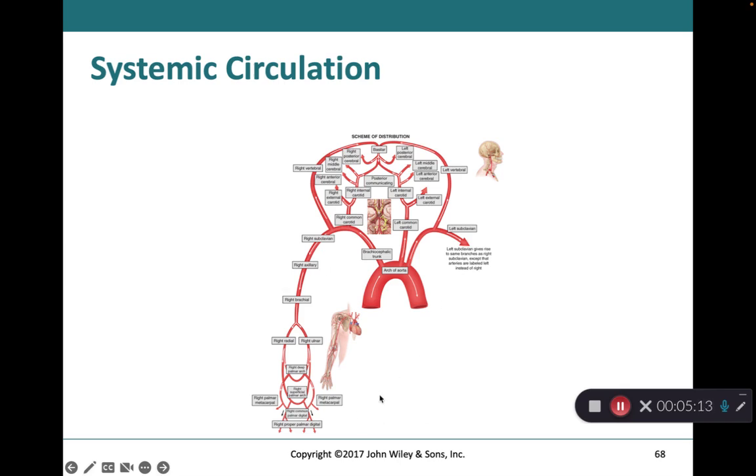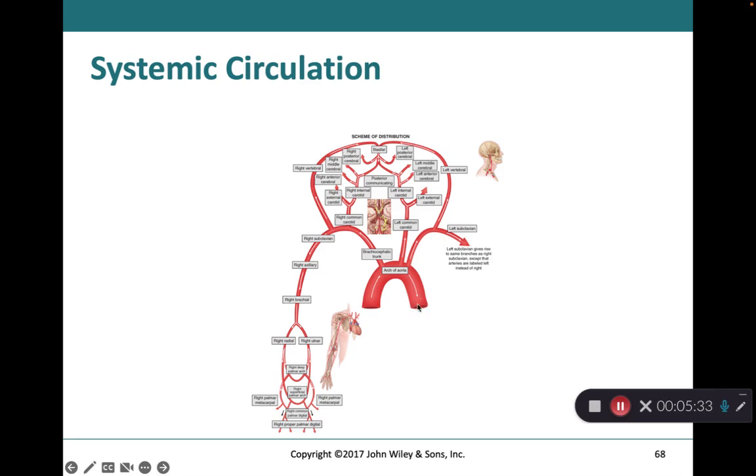So from the heart, from our left ventricle here, blood is pumped to the ascending aorta, to the aortic arch, and then through these three major arteries here.